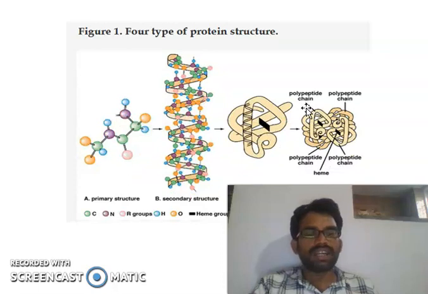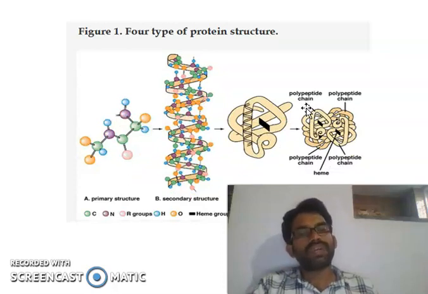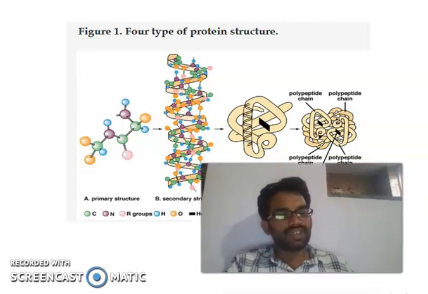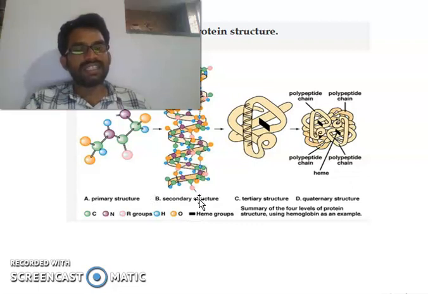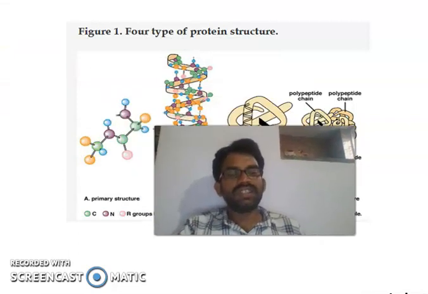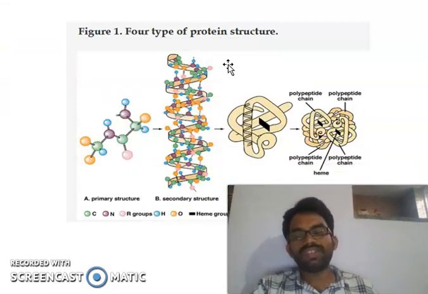Then you can see what are the 4 types of protein structure: primary structure, secondary structure, tertiary structure, and quaternary structure. These are the 4 types of protein structures.